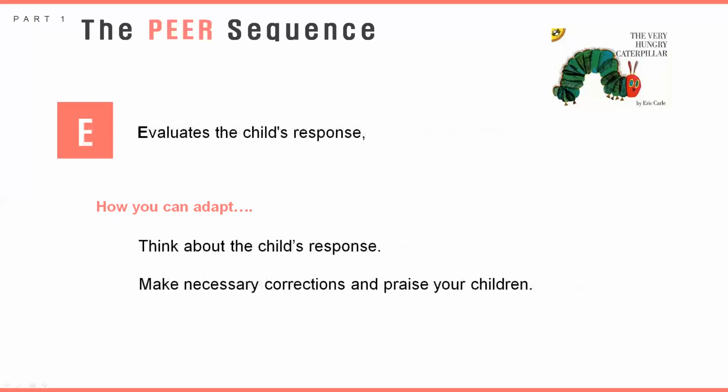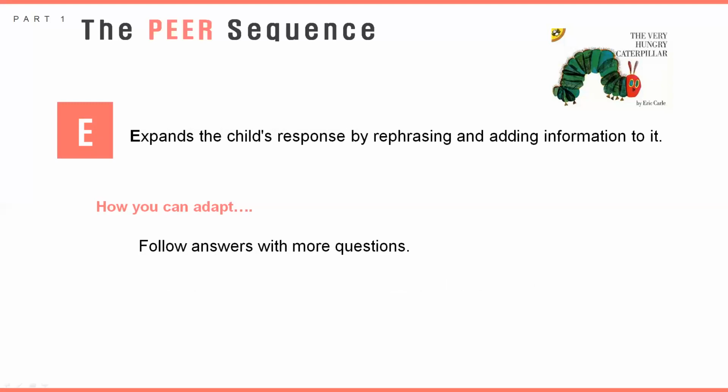And E, evaluate the child's response. Think about the child's response and make necessary corrections or praise your children. So for example, you're right, caterpillar, or it looks like a worm, but it's actually a caterpillar. And then you expand by rephrasing what they say and follow answers with more questions. For example, what color is the caterpillar, and where did we see a caterpillar?